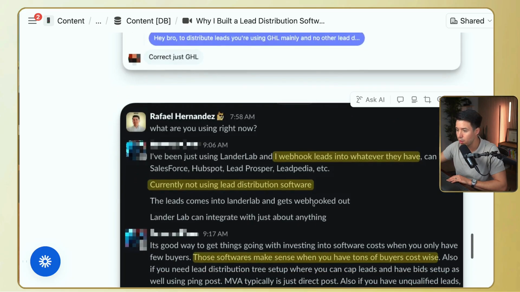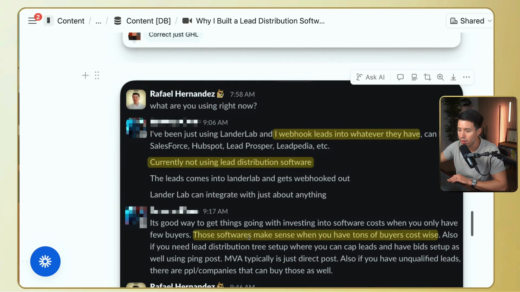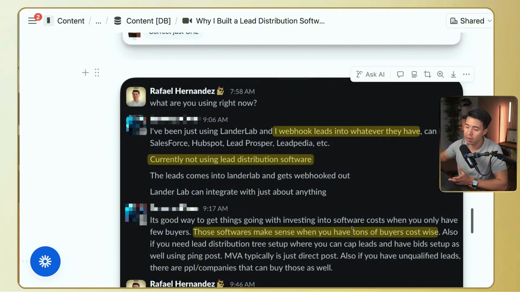Currently not using lead distribution software. They want to save on costs. Those softwares make sense when you have tons of buyers cost-wise, right? So big thing is cost. So the way we're building our software, for example, when I got started, I got set up with Leads Prosper. It was the one that was the most common, right?